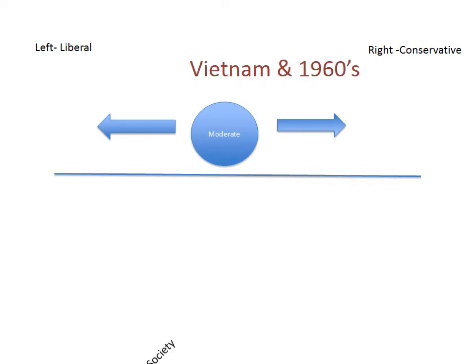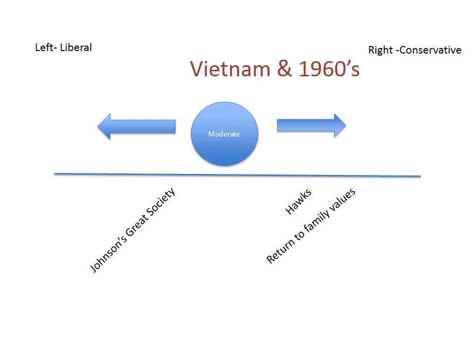What about Vietnam? Johnson's Great Society, of course, that's a continuation of FDR's New Deal, more government programs, so that's going to be on the left. A return to family values, that's going to be on the right.